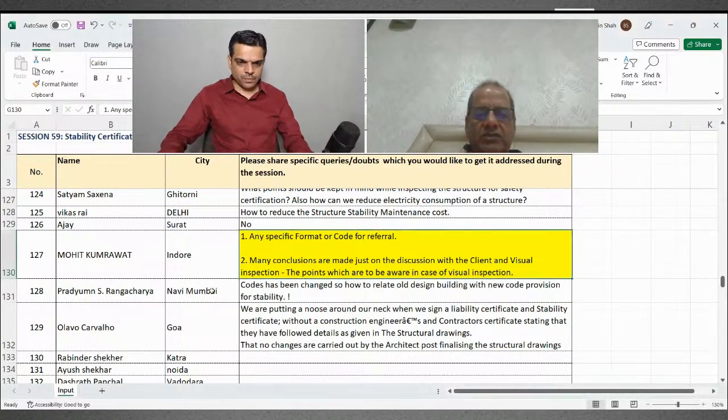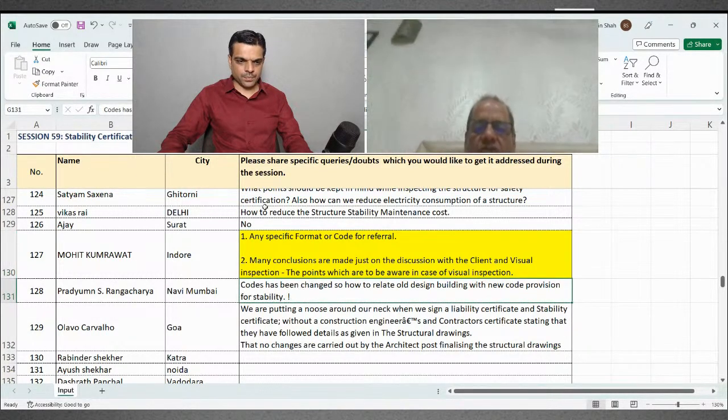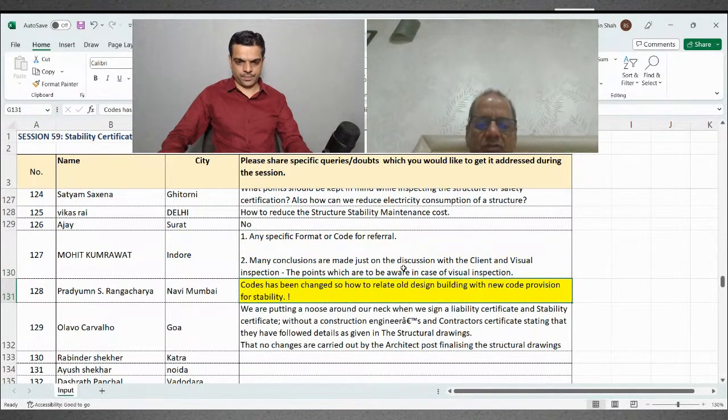Codes have changed. So how to relate old design building with new? I explain. You need not change your building, but if there is a requirement of upgrading, then the new stability as per the new code should be issued after the retrofitting has been done, or you have already checked it.